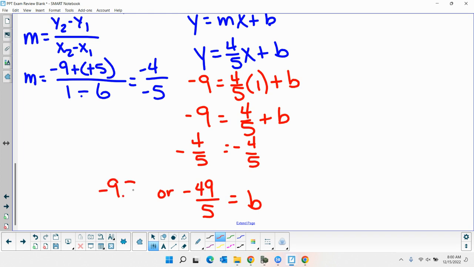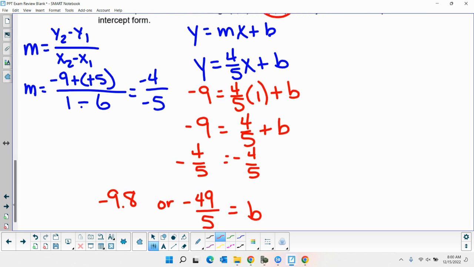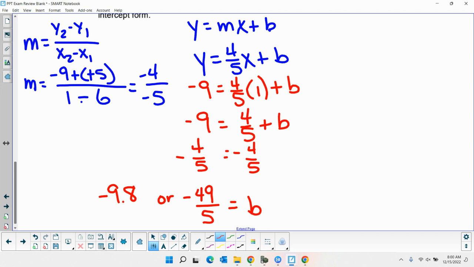Either way is fine with me. You want the decimal or the fraction? So my final answer for this equation, I have to put that number in for b here. So y equals 4/5 x minus 49/4, or 49/5, sorry.